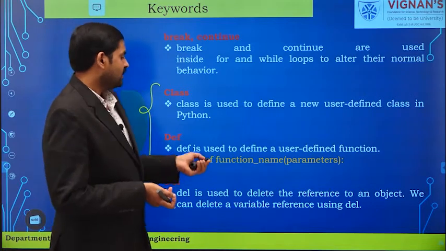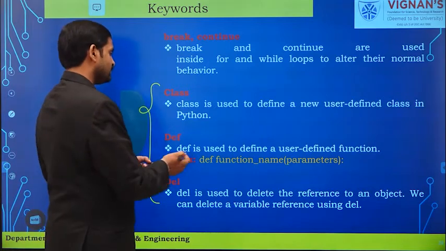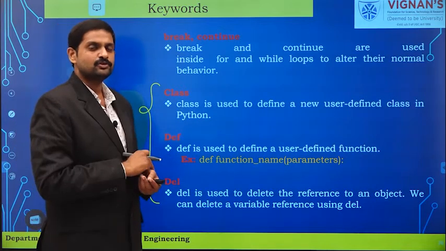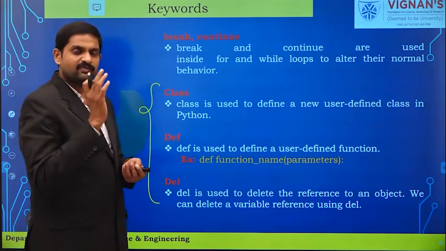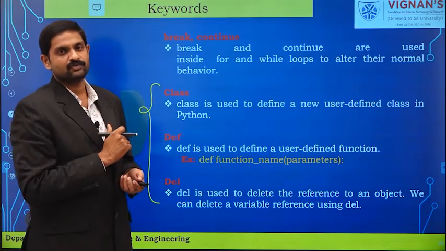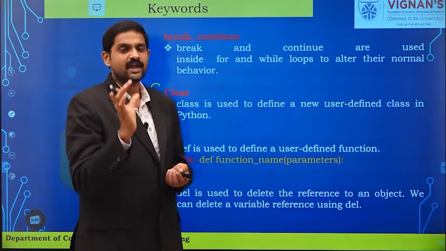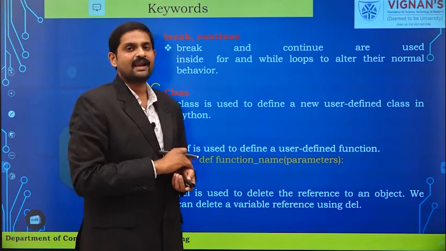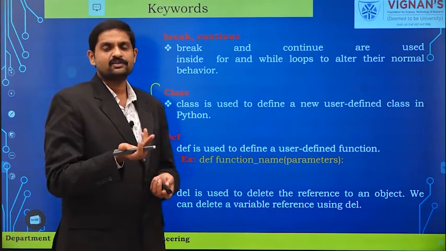And def. Def is used to define the user defined function. Class is used to define the user defined class. Def is used to define the user defined function. Function performs a specific task, class holds the set of functions. Is it clear? Class holds set of functions, function performs a specific task. Function is very minimal, minor than the class. Del is used to delete the reference object.